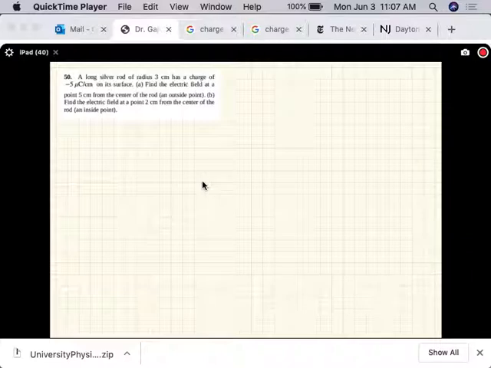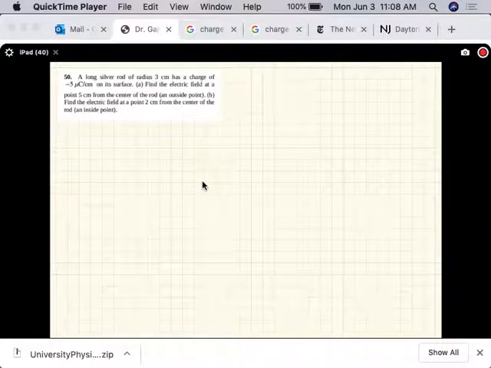Okay, so this problem says a long silver rod of radius 3 centimeters has a charge of minus 5 microcoulombs per centimeter on its surface. Find the electric field at a point 5 centimeters from the center of the rod, an outside point, and find the electric field at a point 2 centimeters from the center of the rod.